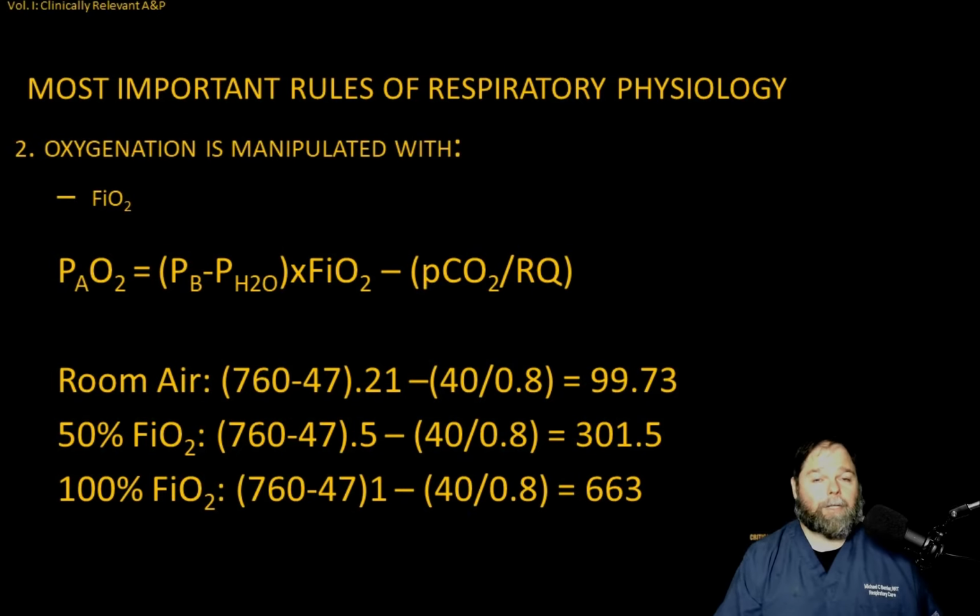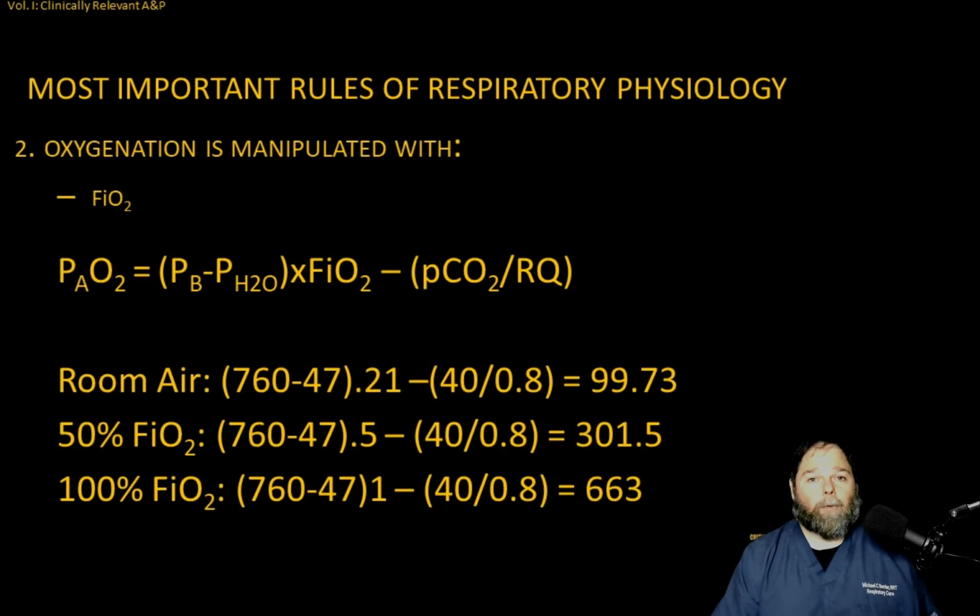our respiratory quotient. Respiratory quotient is almost always thought of as a constant at 0.8, but all it is is your CO2 production per minute divided by your oxygen consumption per minute. So CO2 production per minute is 200 milliliters. Your oxygen consumption per minute is about 250 milliliters. You divide 200 by 250, that gives you your 0.8, and that's typically what we go with for this.